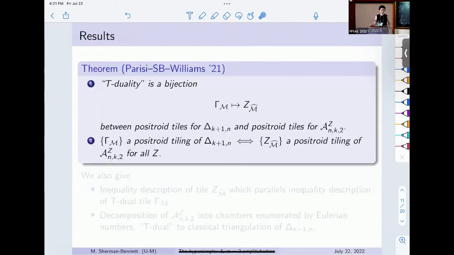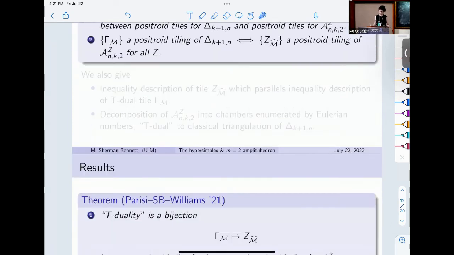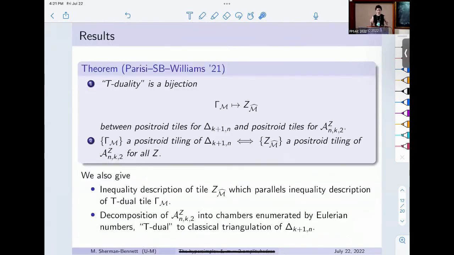So there is a bijection between positroid tiles on the two sides, and it's given exactly by this combinatorial map, T-duality, taking M to M hat. And it induces a bijection on the positroid tilings. And we give a bit more. It's quite a long paper, but among other things, we also give for the first time an inequality description of the amplituhedron tiles. So we give a definition that doesn't have anything to do with the Z-tilde map. We just say it's a subset of Gr_{K,K+2}, which is cut out by linear inequalities in Plücker coordinates.